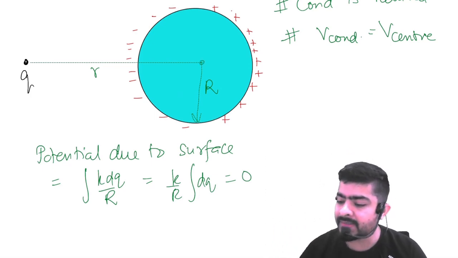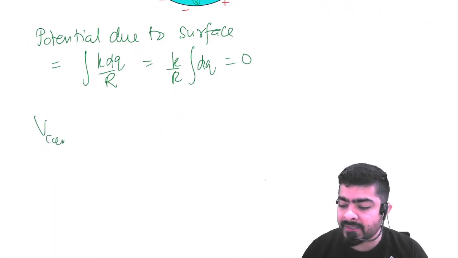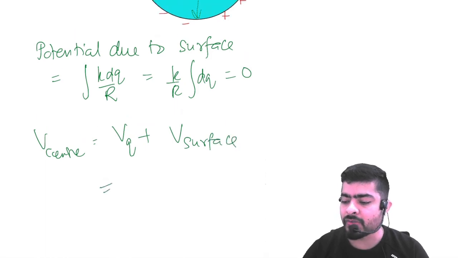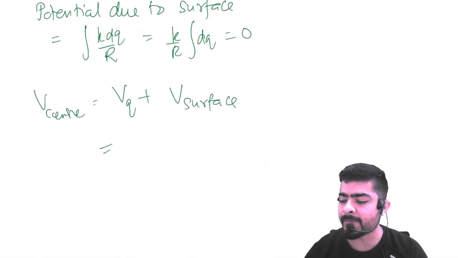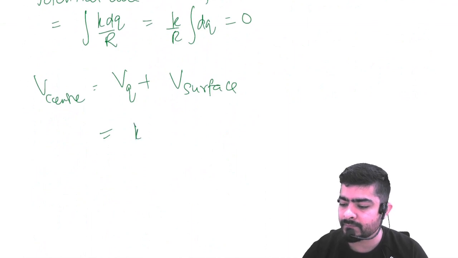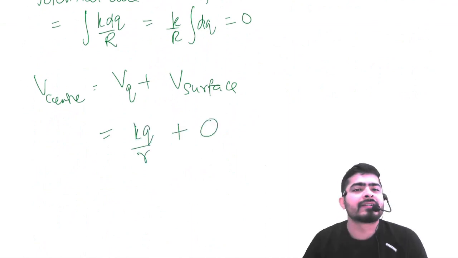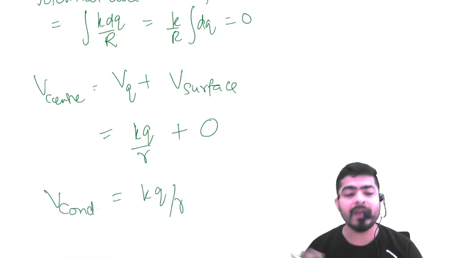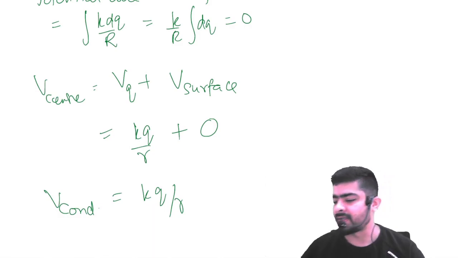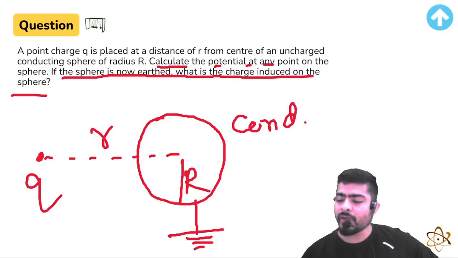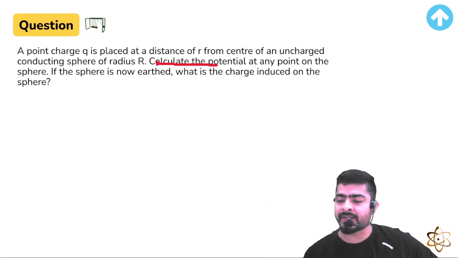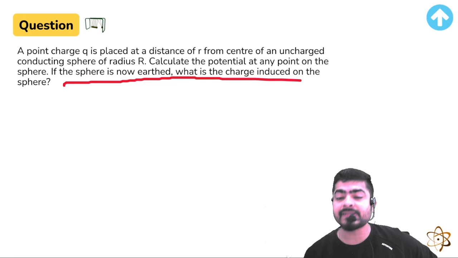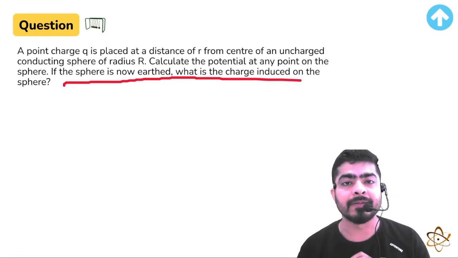Okay. Then potential of center is what? Potential due to q plus potential due to surface charge. So potential due to q will be how much? kq by r. And due to surface it is 0. So I found the potential of conductor also, that will be equal to kq by r. Alright. Now, I found the answer to the first part of the question, that is, calculate the potential of the sphere. Now they are asking if the sphere is now earthed, what will happen? Let's see.